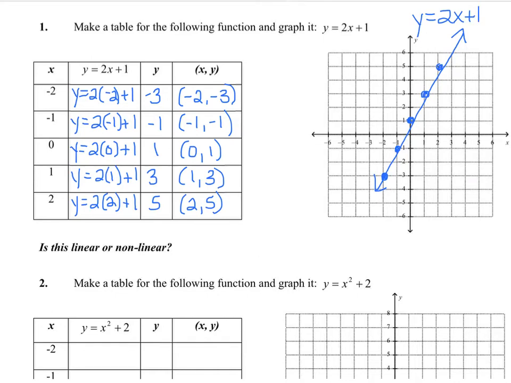Now if you look here, it says, is this linear or nonlinear? Well, we have a straight line. Therefore, this is a linear function. How else can you tell it's a linear function? If you look at your function right here, you just have one x value. There's no exponent. Therefore, if you see no exponent, it's going to be a linear function. It'll be a straight line. Let's do another example together.